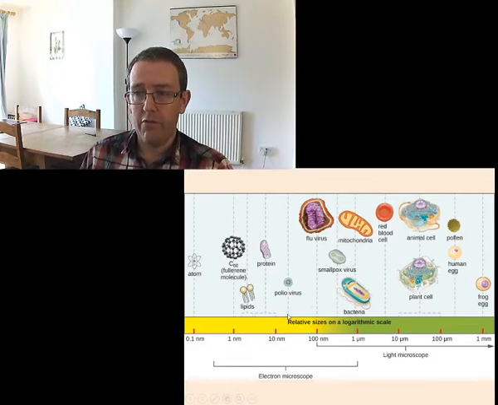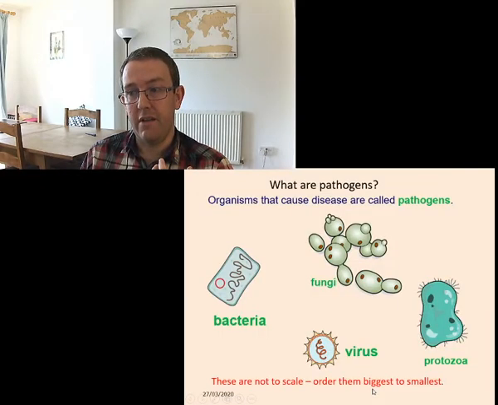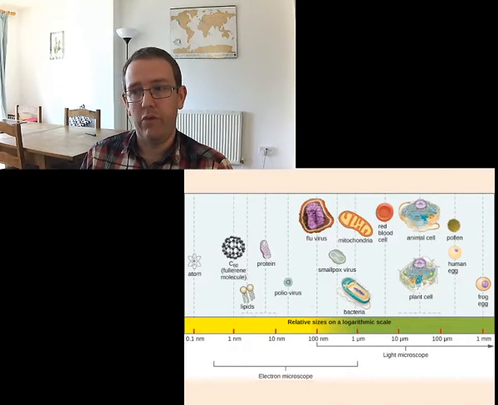So from the polio virus up to a bacteria, that's about 100 times scale difference. Okay, so there's a big difference in scale there. So don't think just because in that picture they look the same size, they are. They're very much very different in their orders of magnitude.